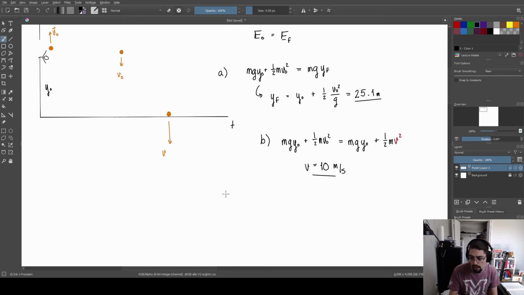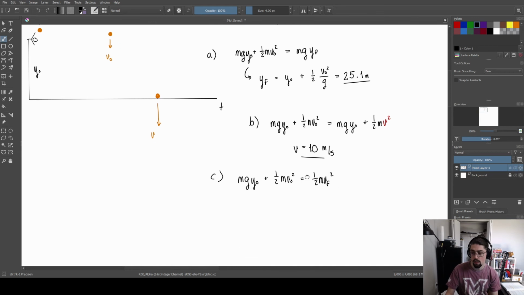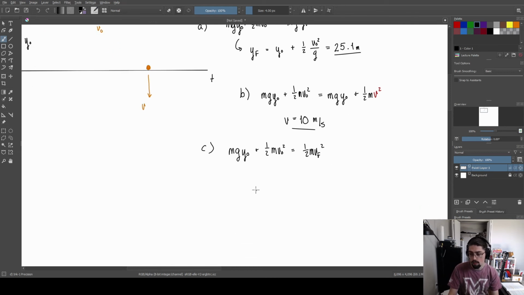Part C, last one here, it's kind of like A actually. It's probably more similar to A because now what we can say is that we're at the ground, right? We're at y equal to 0. So our initial energy, as we started at the window, way back when, 1/2 mv0 squared. Now, all of this has gone into kinetic energy. There is no potential energy left. 1/2 mv final squared.